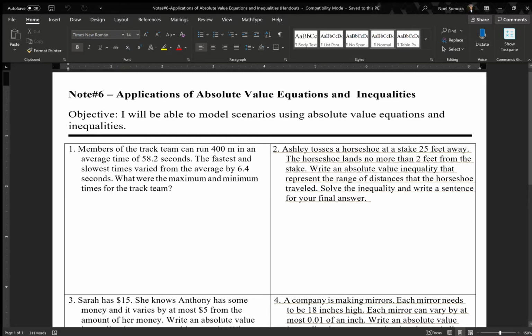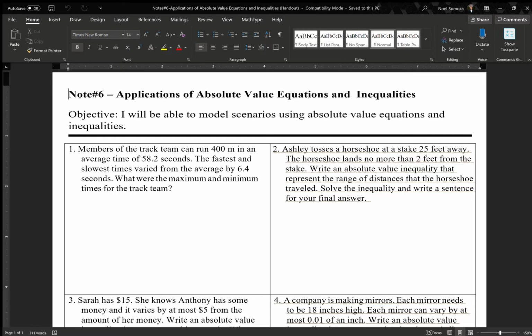All right, so there's keywords here that tell you which one you're going to be writing. One of them is maximum and minimum, and that will tell you that it's an absolute value equation, which means with an equal sign. Other times, the keyword will literally tell you, because the question is telling you, write and solve an inequality, which means write or solve an inequality. So you have to write an inequality, it won't be an equation. Okay, so let's take a look here.